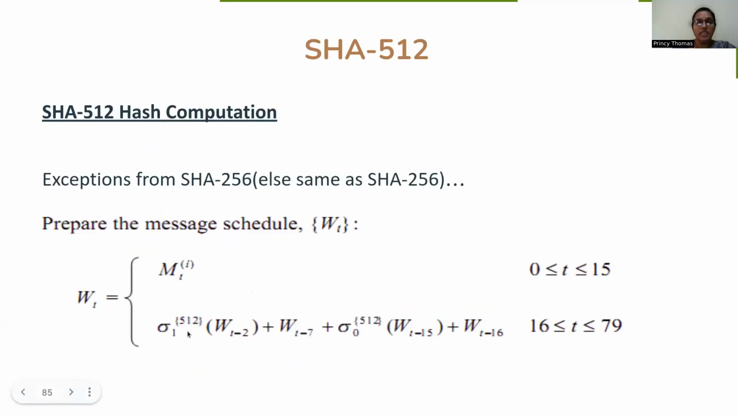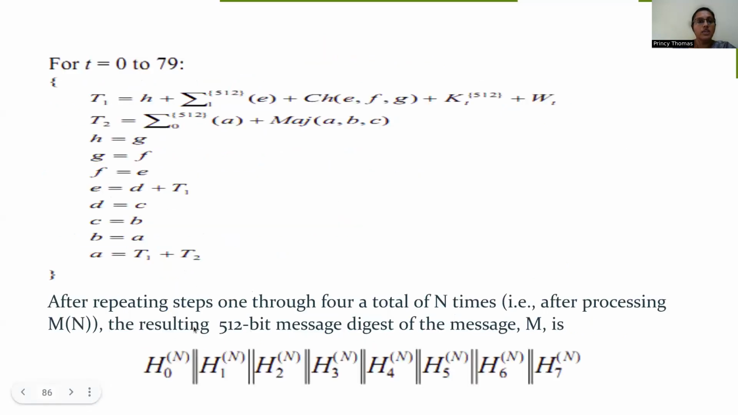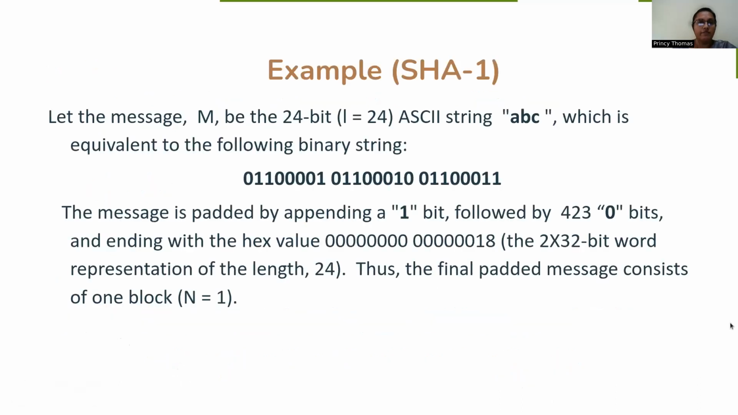The algorithm over here, if you can see, these values are exactly the same for both 256 and 512 in calculating these values. Then these values are calculated, and after repeating steps 1 through 4 a total of n times, the processing is complete, and we have 512 bits. So 64 into 8, you will get 512.